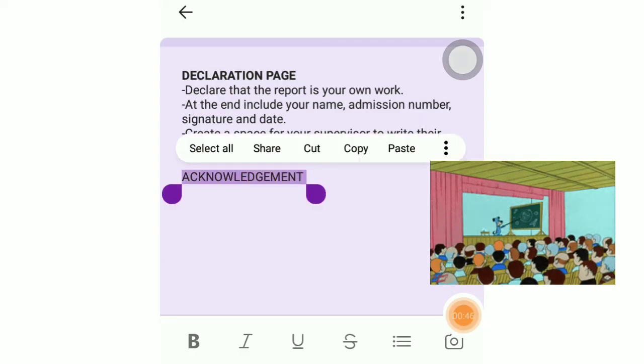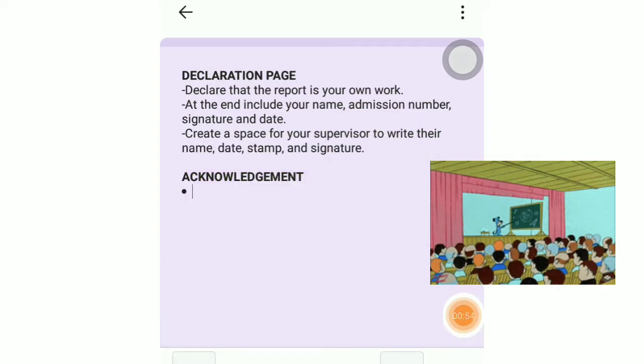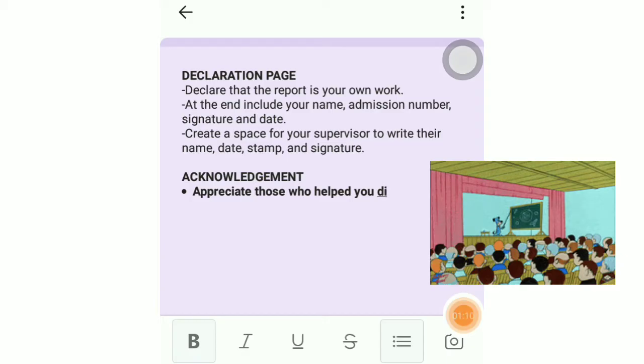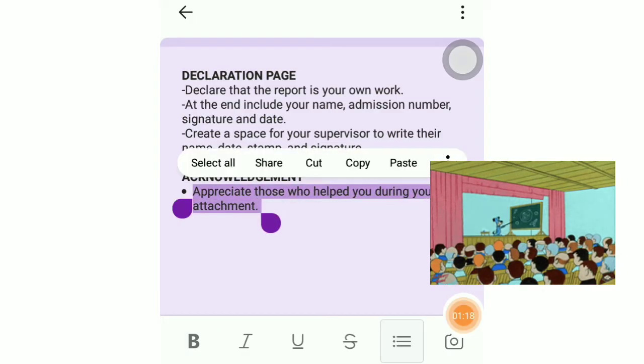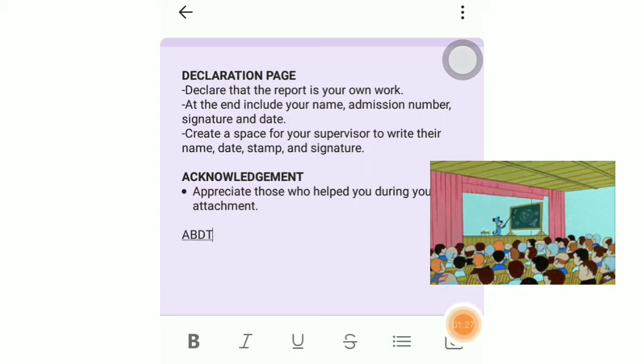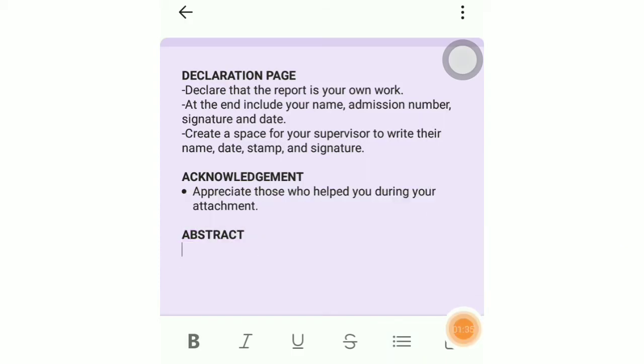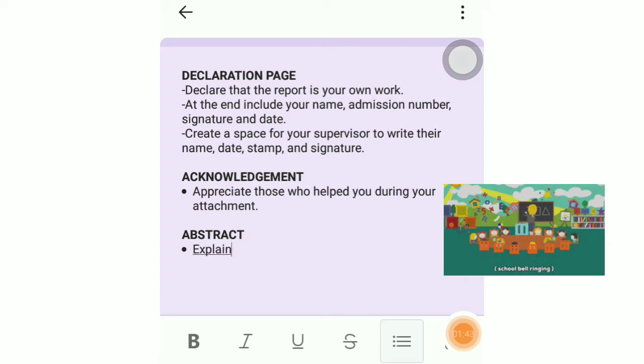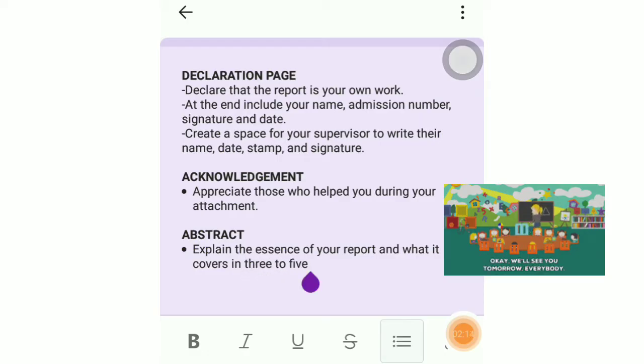Now let's go to the acknowledgement page. So basically, in the acknowledgement page, you are appreciating everyone who has helped you during your attachment, so you can make it as long as you want. And now we are going to the abstract page. Basically, in the abstract page, you are explaining the essence of your report. What does it cover? And this should be in 3 to 5 sentences.